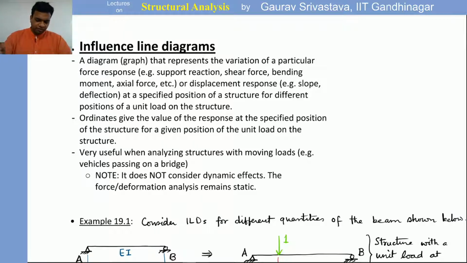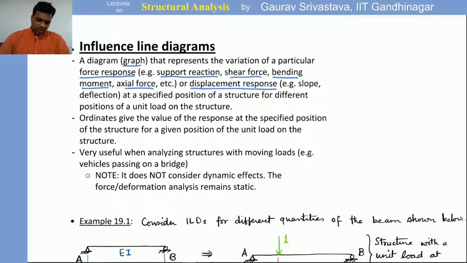By definition, an influence line diagram is a diagram or a graph that represents the variation of a particular force response, either a force response of a system or displacement response of a system. Force responses can be, let's say, support reaction, shear force at a section, bending moment at a section, or axial force at a section. These are the force responses of a system, or a displacement response, which can be, let's say, slope or deflection of the structure.